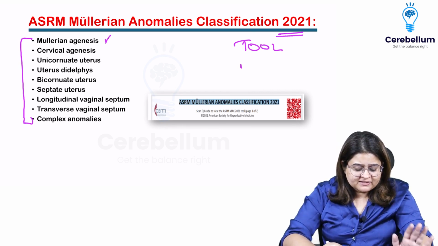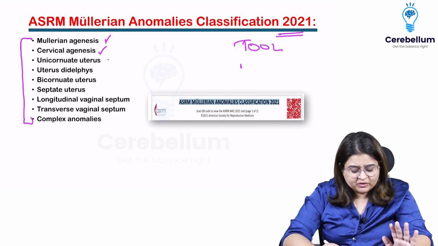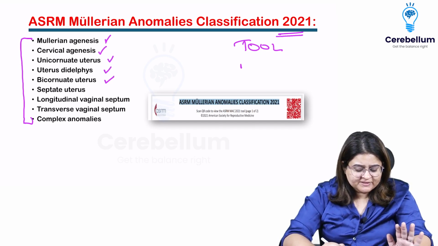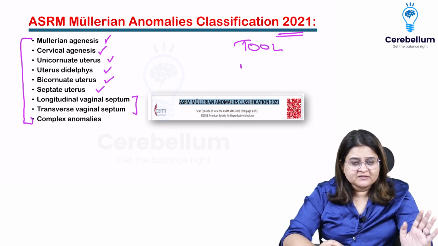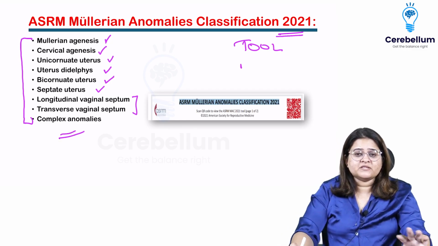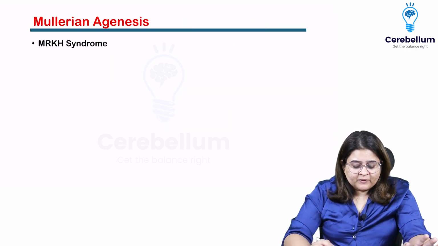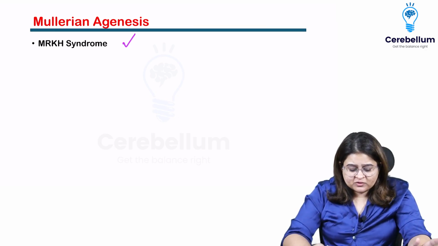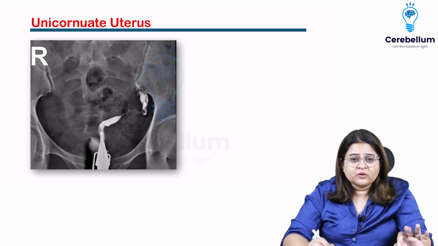Mullerian agenesis, cervical agenesis is separate, unicornuate, didelphys, bicornuate, septate. Then they've divided the septums. Longitudinal septum is one category, transverse septum is one category, and then complex anomalies in one category. Now, MRKH we have discussed in detail, so I won't go there. We start with unicornuate uterus.